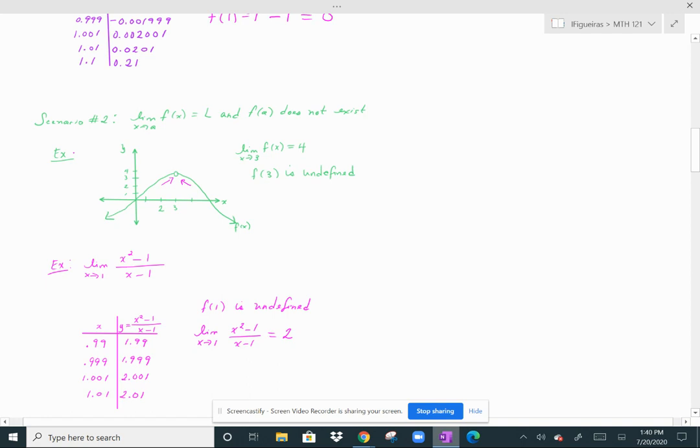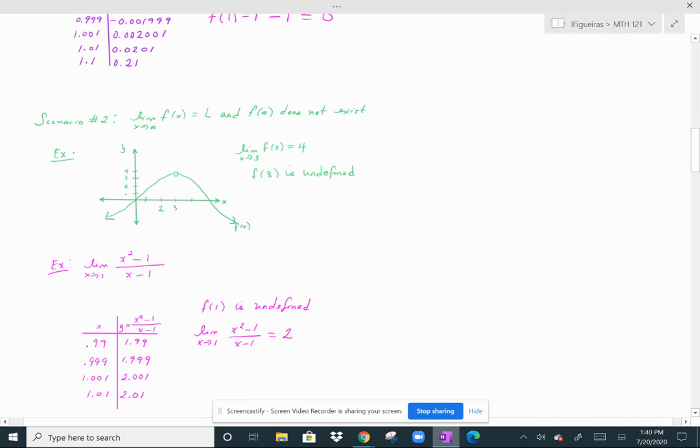But if I were to say, what is f of 3, you can clearly say it is undefined because the open circle means it's not a defined point on the graph. So if this was colored in, then it would be like scenario 1, where f of 3 is also 4 and your limit value is the same. But because it's open, you can say that f of 3 is undefined. So in other words, 3 is not in the domain, and yet the limit exists.